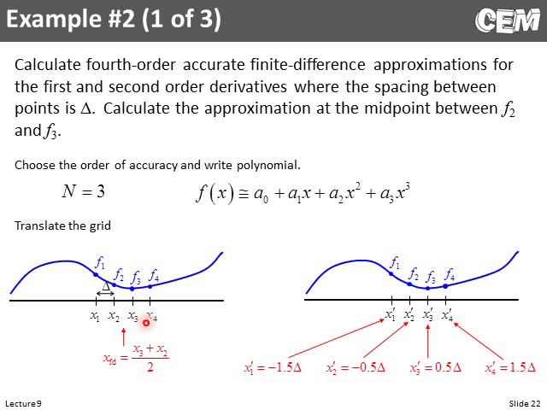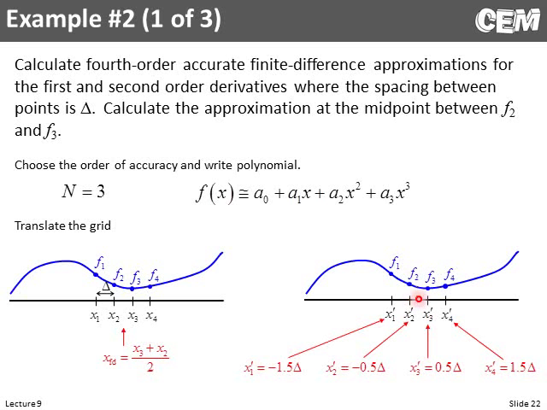And we're going to say that we want to calculate our finite difference at the midpoint between x2 and x3. So we want to calculate our function or one of its derivatives right here where I have the red dot. Okay. What's the first thing to do? Translate the coordinates so that 0 is right between x2 and x3. So here's our translated coordinate system.